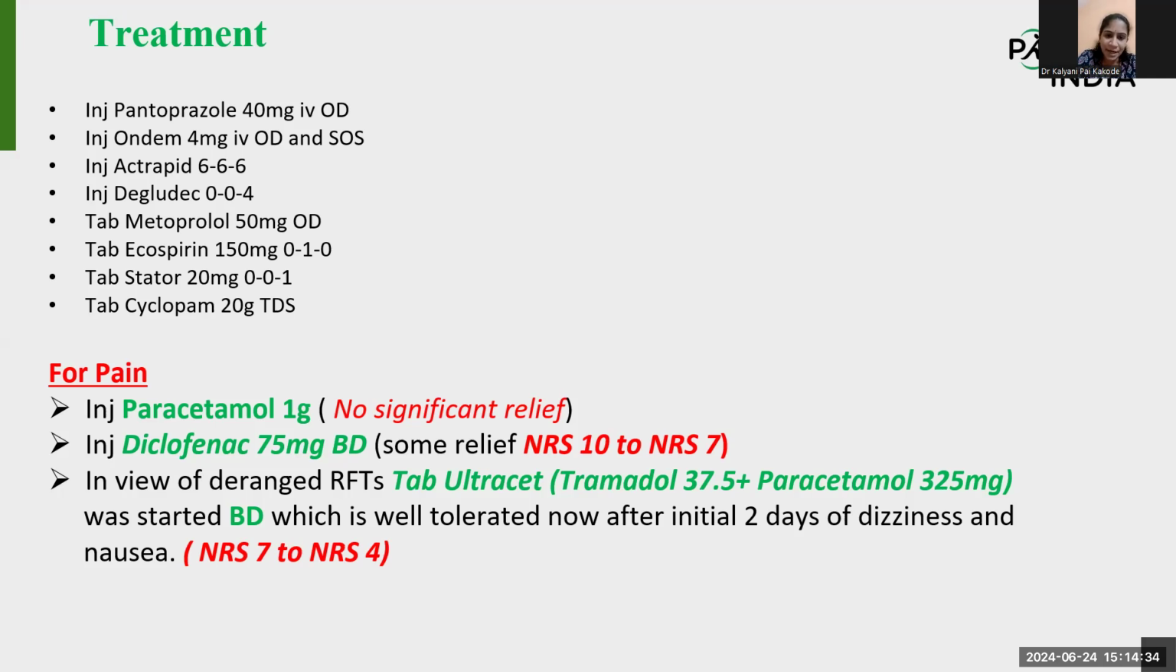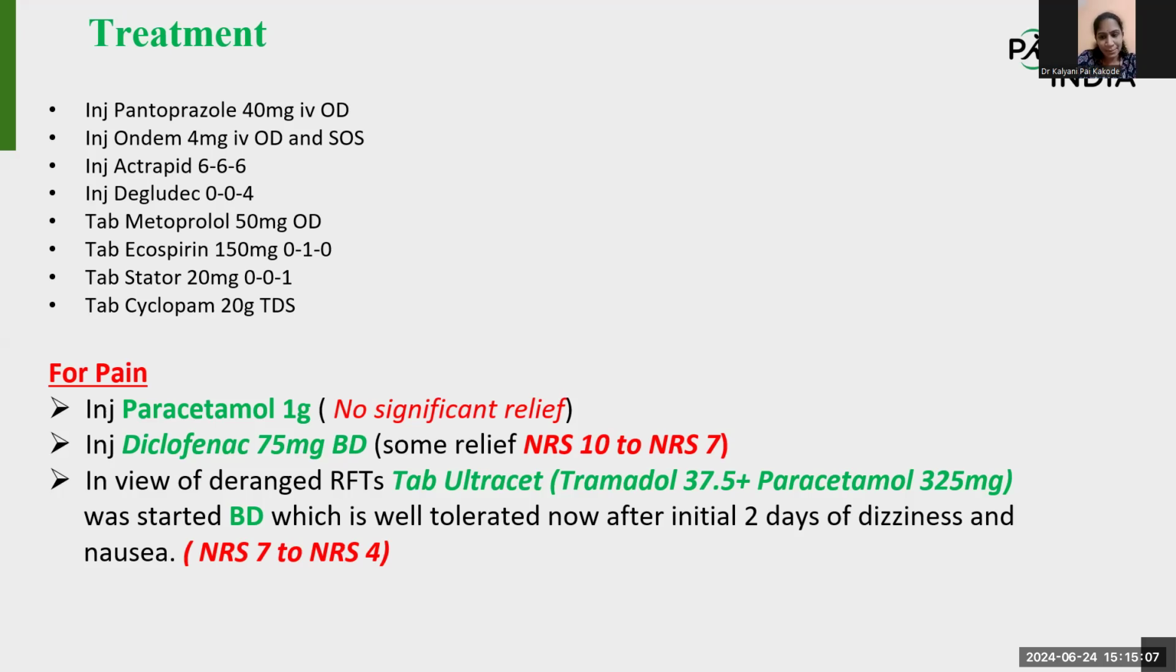So for pain, we started her on injection paracetamol 1 gram, and we realized that there was no significant relief. The pain score NRS was 10. It remained 10. She said there was no relief at all. So injection diclofenac 75 milligram was given twice a day for that day, and the NRS improved from 10 to 7. But when we got the reports of RFTs and they were deranged, we tried tablet Ultraset.